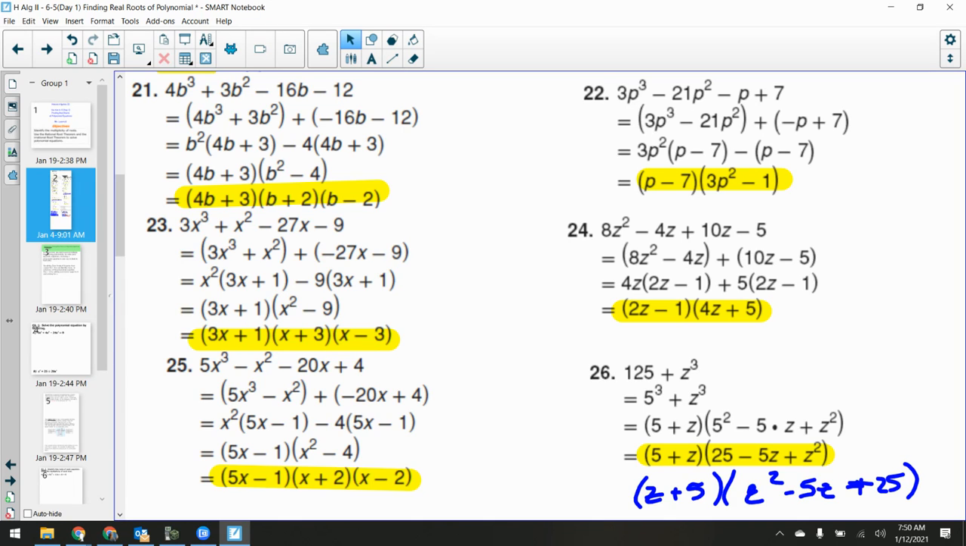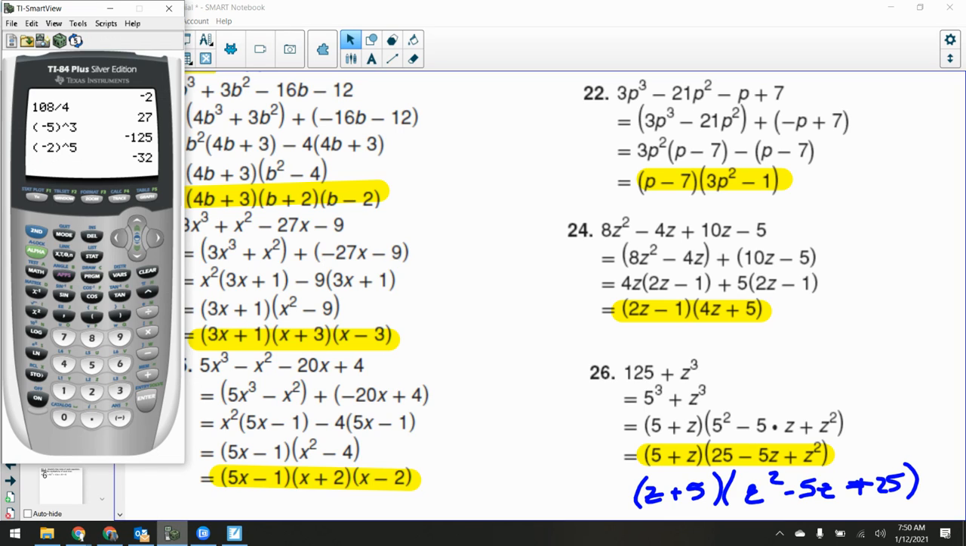Let's see, is z to the third a perfect cube? Yes, the power is divisible by 3. Is 125 a perfect cube? I recognize that one is 5 to the third, but if you needed to do it in your calculator, you could actually write the third root of 125. You could type that in your calculator and see, yes, that is indeed 5.